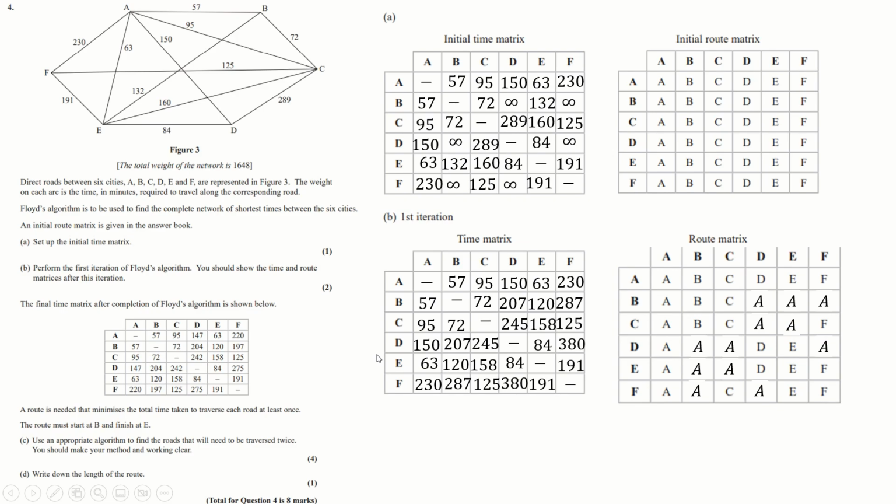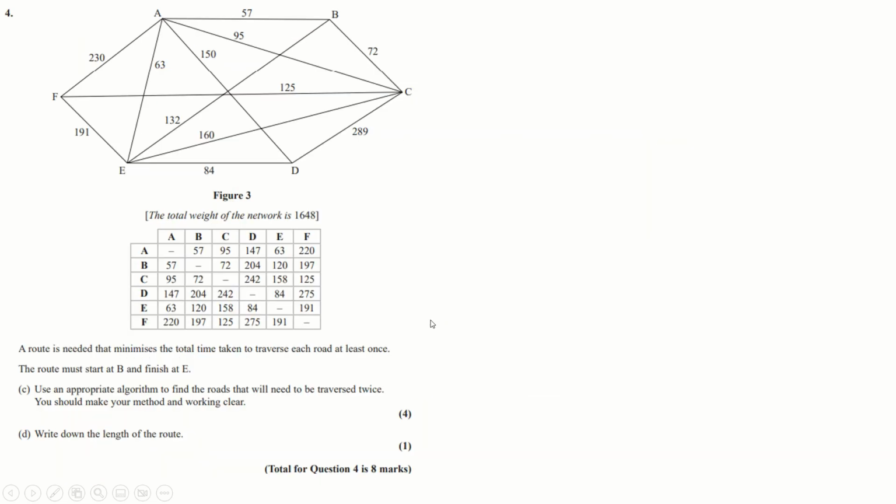Of course, what you would then do is you'd play the same trick with the B's, so you'd keep the B's all the same, and then you check every other town via B, and then you do it via C and via D and via E and via F. And eventually, if you do that, you'll get this table here, which is what they've said they've already done.